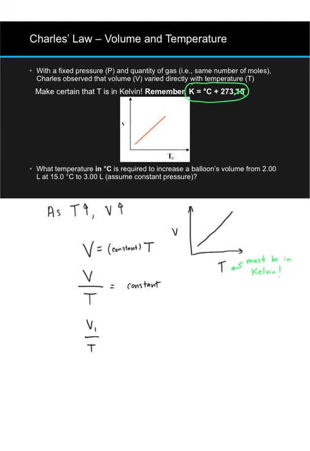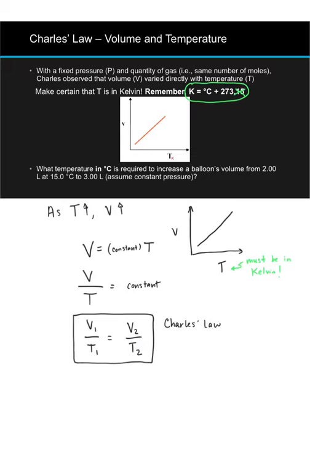Another way to say this relationship is that V1 over T1 equals V2 over T2. The volume divided by the Kelvin temperature for a gas must always be constant. This is Charles' law. Similar to Boyle's law, V1 and T1 represent volume and temperature at one set of conditions, or for the original gas. V2 and T2 represent a new set of conditions for volume and temperature.